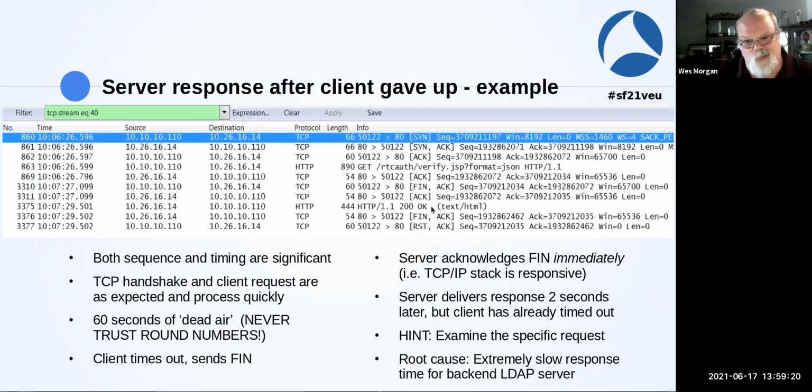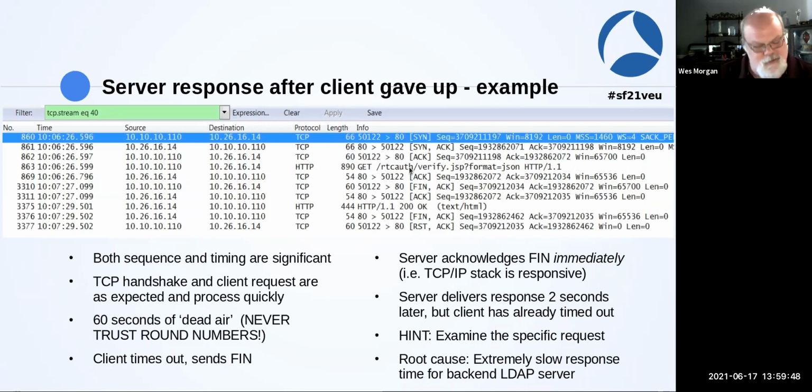Now, remember I said understand the application and the protocols it's using. Let's take a look at that specific request. What was the client trying to do? RTC auth /verify.jsp. Well, it's a reasonable assumption that a URL including the phrase auth is authentication. And that's what it is in this case.